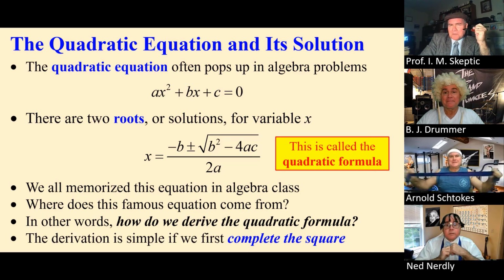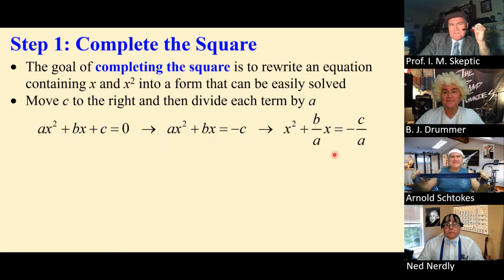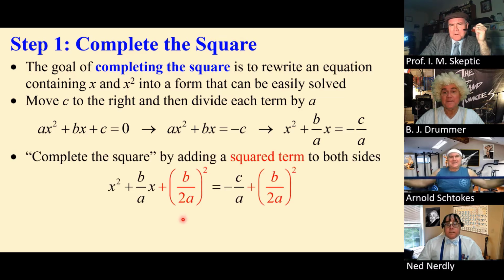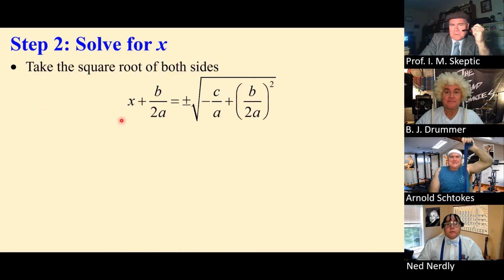The derivation is simple if we complete the square. The goal is to rewrite the equation into a form that can be solved. Move c to the right, then divide each term by a. We complete the square by adding this term on both sides. We can factor this left side to give us this squared term. Then we just take the square root of both sides.